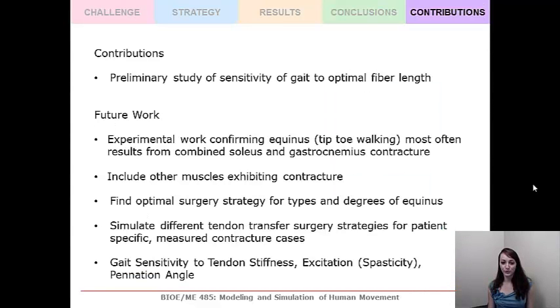Future work may include confirming that equinus most often results from combined soleus and gastrocnemius contracture, including other muscles exhibiting contracture in the model, finding optimal surgery strategies for different types and degrees of equinus, and simulating different tendon transfer surgery strategies for patient-specific measured contracture cases. This sensitivity analysis could be performed on other parameters as well.